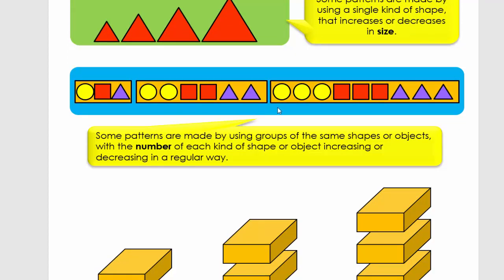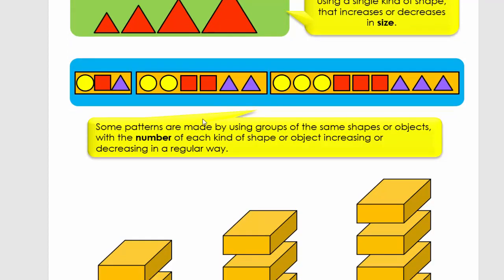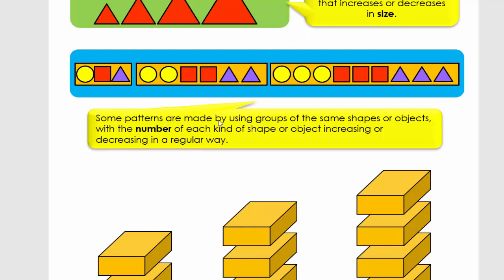So now our second last example is where we have patterns made by using groups, but that group is getting bigger, it's increasing in a regular way. So here we have a circle, square, triangle, only one of each. Now we have 2 of each. Now we have 3 of each.